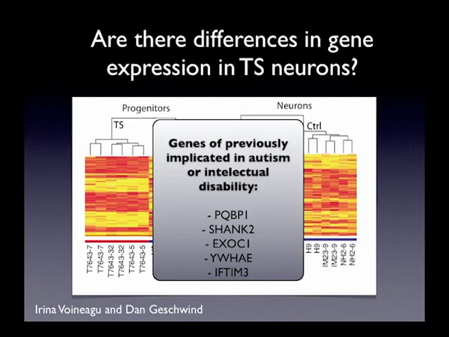So you can also use this as a way of trying to look for specific genes that might be implicated in other forms of autism that are similar to Timothy syndrome. So for example, there are genes that have been implicated in intellectual disability here, like SHANK2 and IFITM3. These are all genes that have been identified either genetically. In this case, this was actually identified from the brain of people with autism.